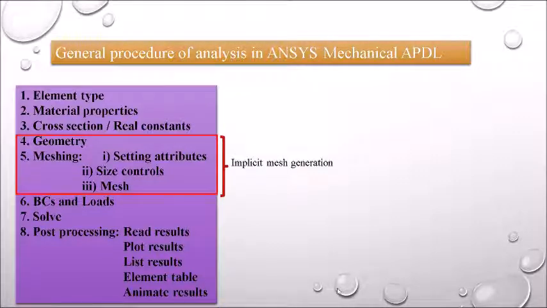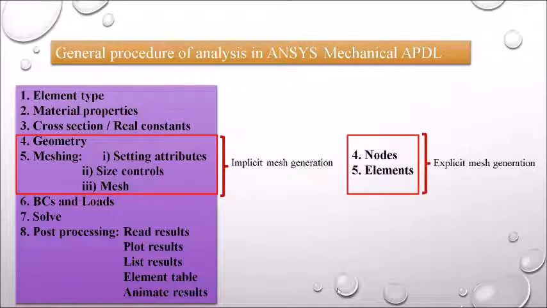And in this procedure, fourth and fifth step is geometry creation and meshing. This type of modeling is called implicit mesh generation. There is one more method. If I directly place nodes and create elements, then it is called explicit mesh generation. Any method can be used. Sometimes implicit mesh generation becomes convenient. Sometimes explicit mesh generation becomes convenient.